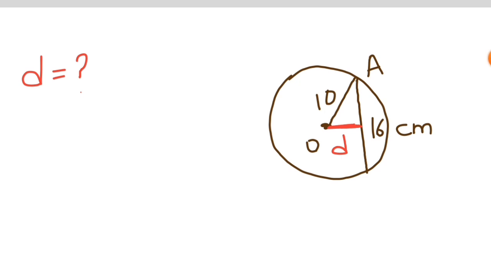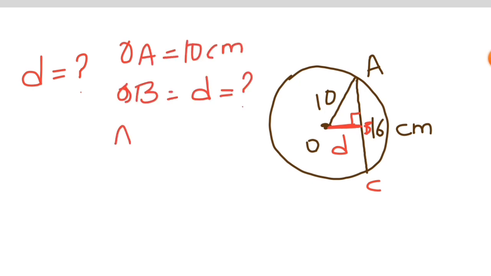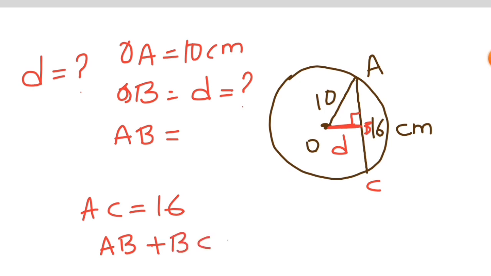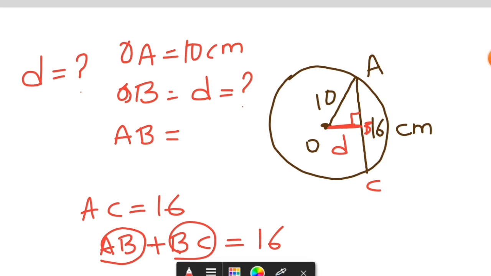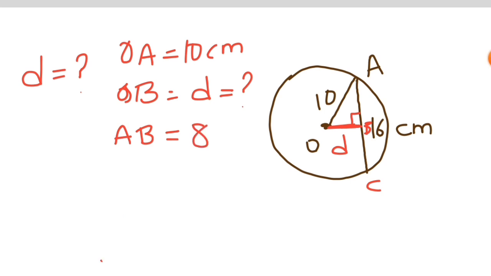After drawing this line, you made a right angle triangle. Since it is a right angle triangle, we can use the Pythagorean theorem here. For that, we need the side lengths. Just name it as B, just name it as C. So we know that OA length is 10 centimeters, which is radius. OB length is D centimeters. AC length is 16 centimeters. AC length we can write as AB plus BC, right? So if the total distance is 16, means AB is 8, BC is 8. That means we are dividing the chord into 2 parts. AB length is 8 centimeters.